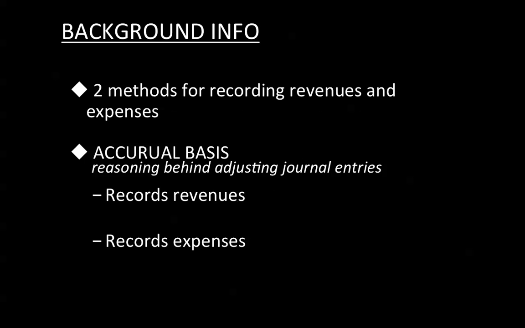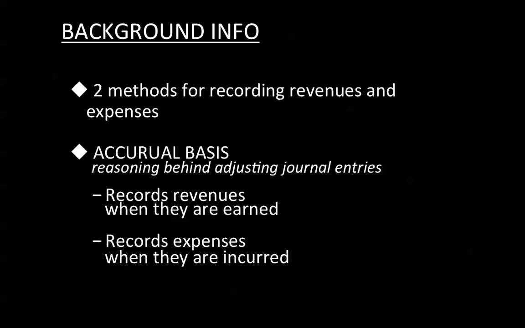Today we're going to have a look at some adjusting journal entries to see if we can give you a better understanding of them. So we'll start off with a bit of background information. As you know, there's two methods for recording revenues and expenses: the cash basis and the accrual basis. Today we're just going to concentrate on the accrual basis because it's the reasoning behind adjusting journal entries. The accrual basis records revenues when they are earned and records expenses when they are incurred.